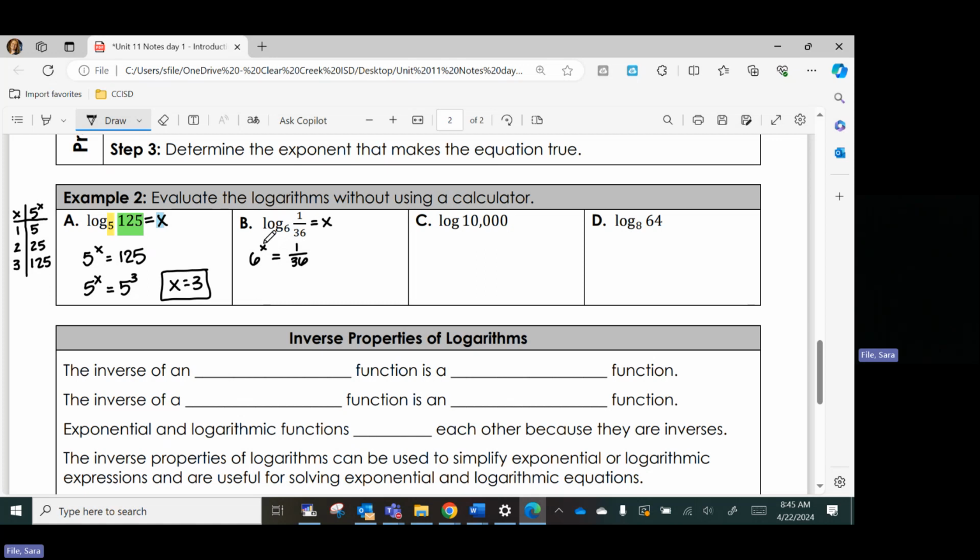This is a negative exponent rule. And then 6 to what power is 36? 6 squared. 6 times 6 is 36. So 6 squared would be 36. This is 1 over 36. That's why that has to be a negative. So that x must be negative 2.